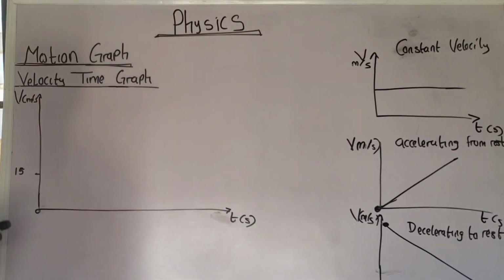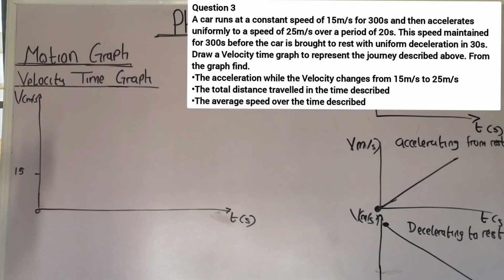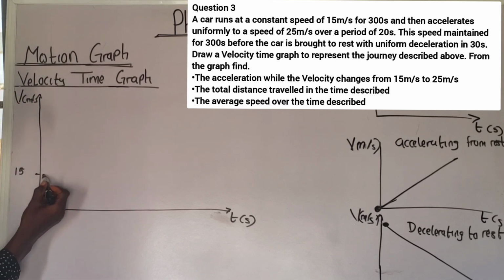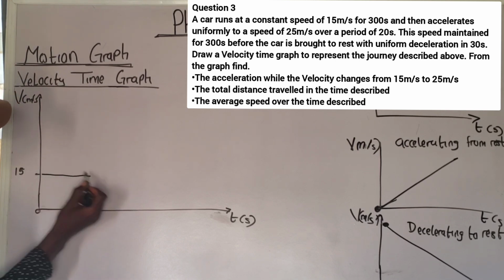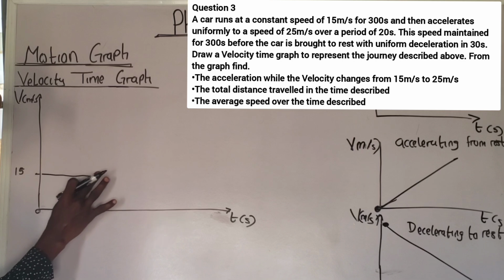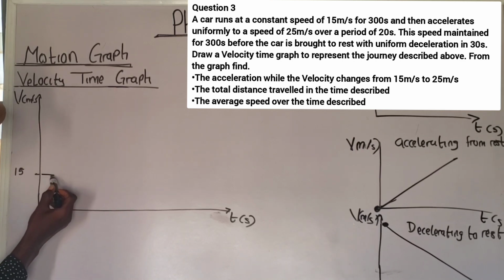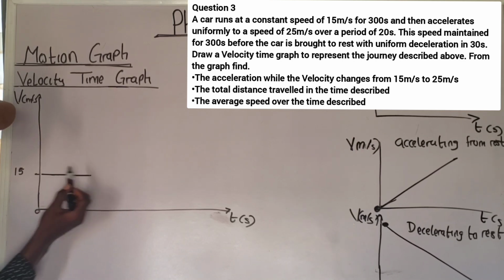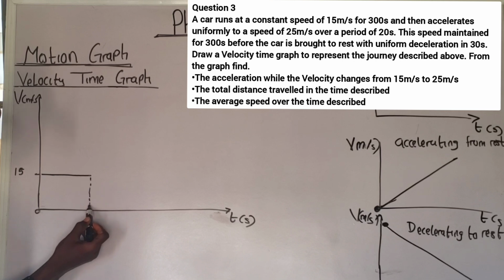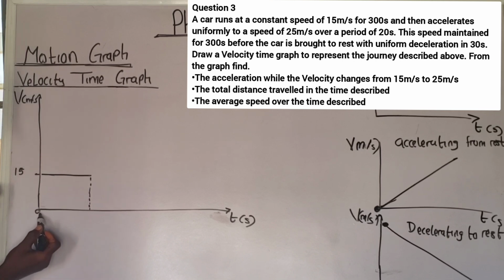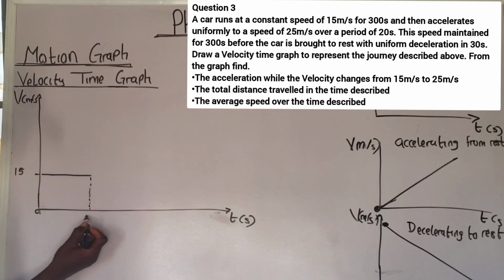So now we are told in the question that the car runs at a constant speed of 15 meters per second for 300 seconds. So here I'm going to have a line that looks like this. Don't mind the diagram, I want to sketch it out now. The distance from this point to this point will be 300 seconds. Okay, now let us proceed.